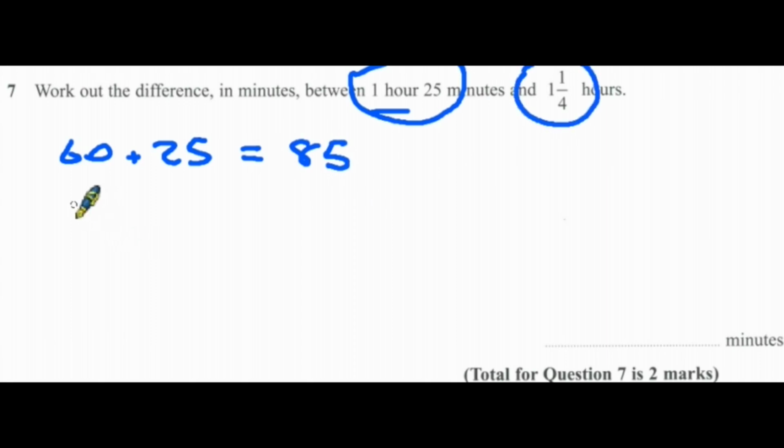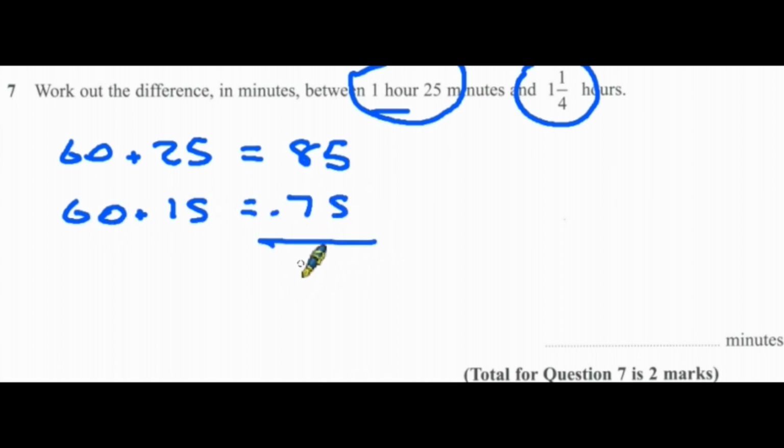In the second time here, we also have 1 hour, which is 60, but we have a quarter of an hour. A quarter of 60 is 15, therefore 60 plus 15 is 75 minutes. Take one away from the other, the difference is 10 minutes.